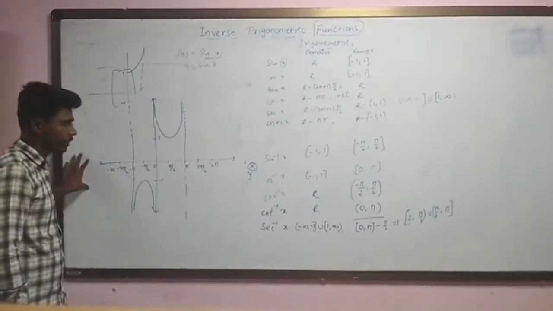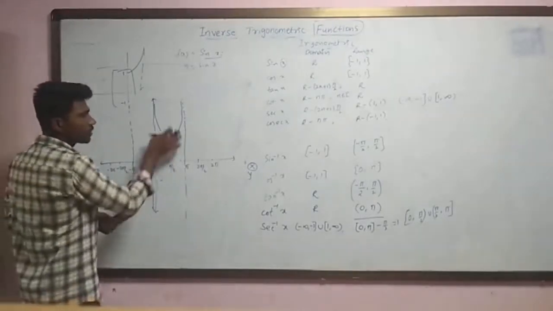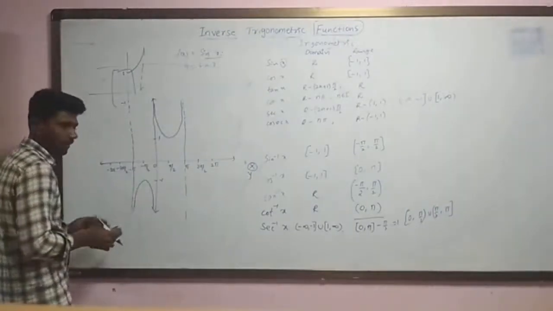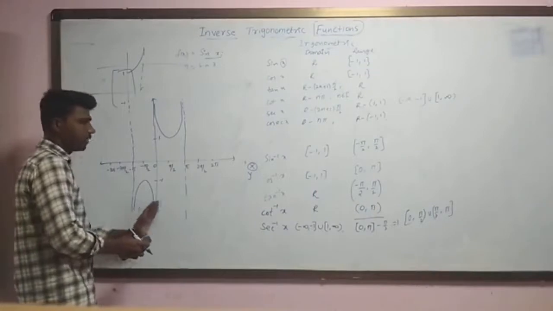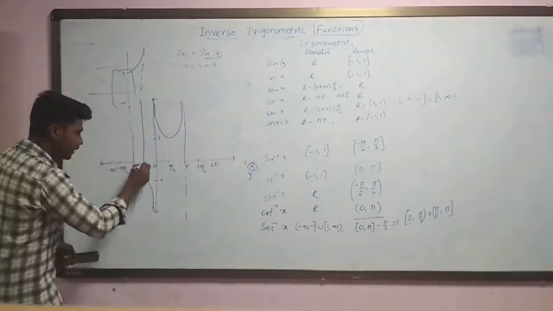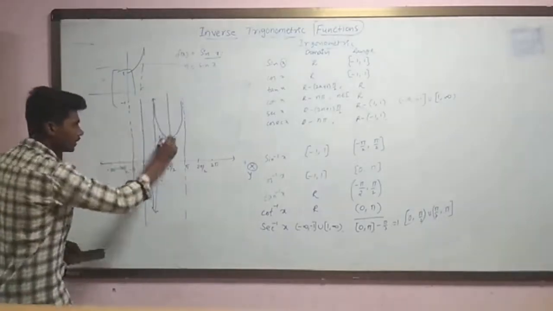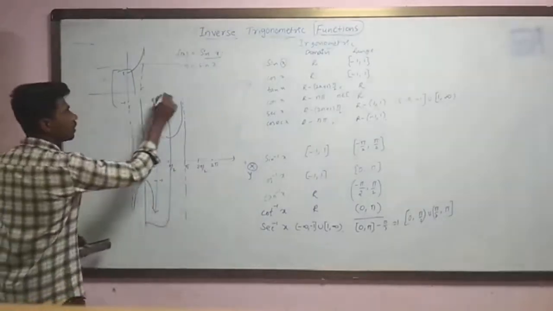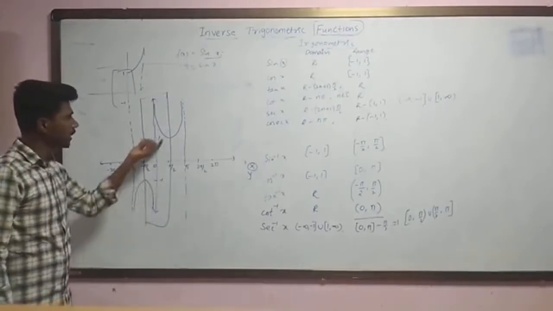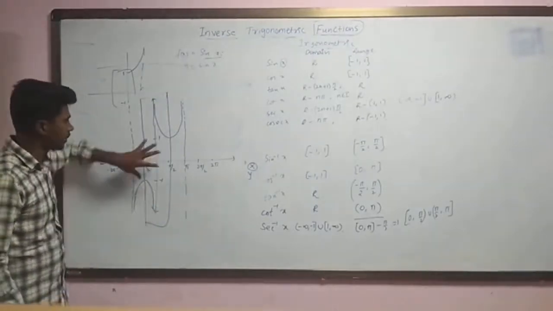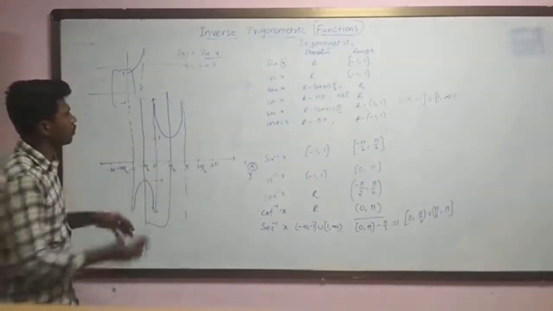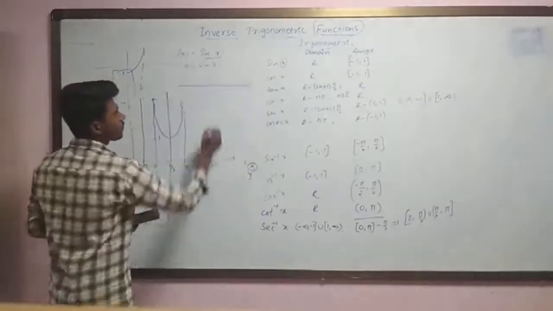So I have to take a branch. Taking only this particular branch is not possible, and this particular branch again is not possible. So I have to take the combination, in between this region, where its inverse exists. Now if I get the inverse, how does it behave?